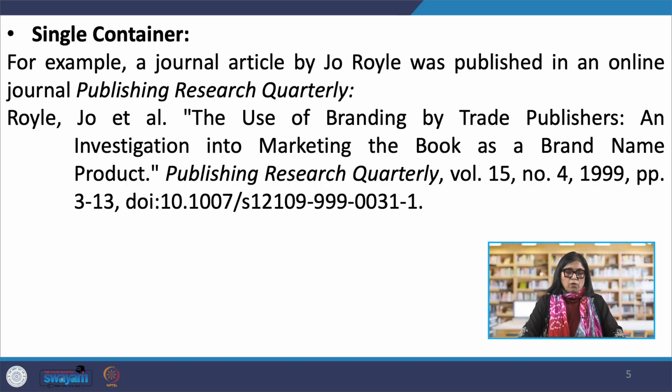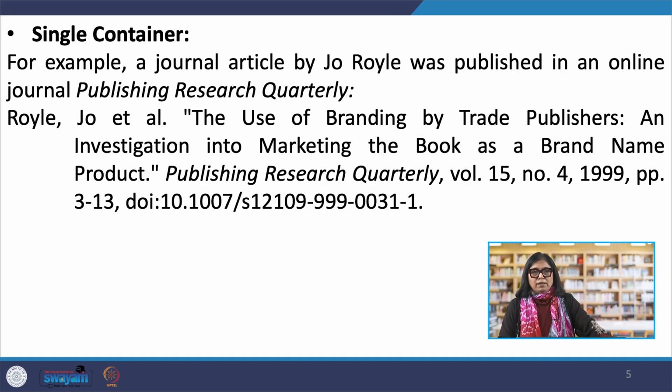Place the title of the container in italics followed by a comma. The information that follows describes the cited work within the container, that is, other contributors, volume, number, pages, etc. Now, single container, for example, a journal article by Joe Royal was published in an online journal, Publishing Research Quarterly. Now, Royal, Joe, et al. means Royal Joe is the main writer and there are more than two or three authors, so it is et al.